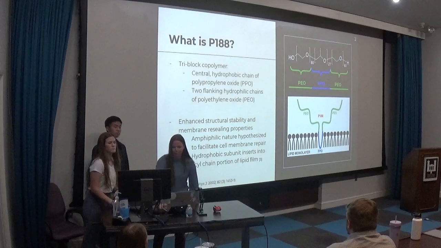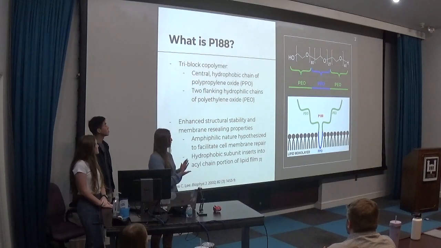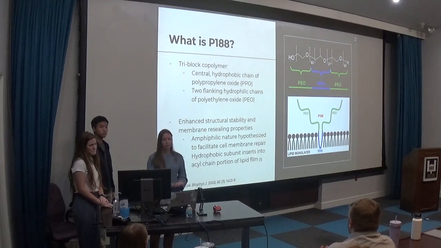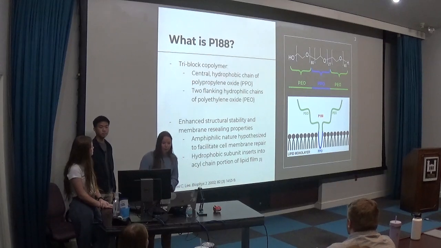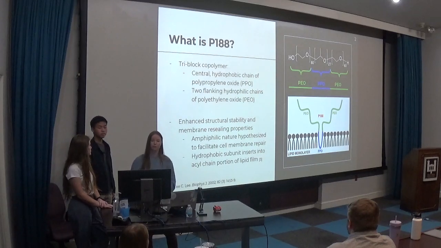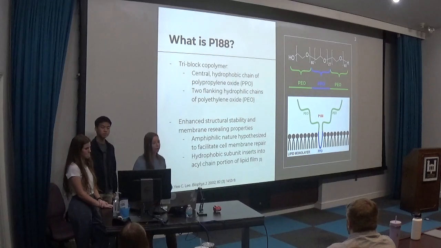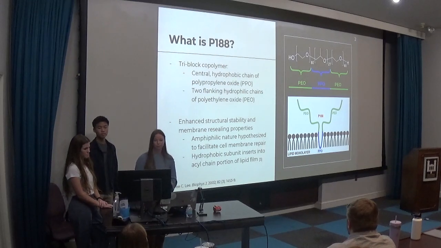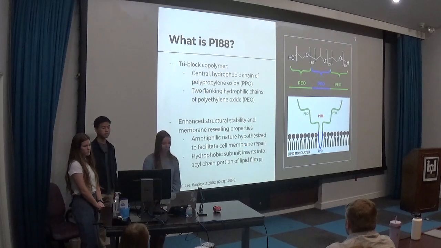Our group is mainly focused on the cell membrane degradation of molecules that is caused by cancer radiation. So you may be wondering why we're modifying P188. Well, P188 is a poloxamer. It's actually a triblock copolymer, as you can see above, composed of a central 27-unit hydrophobic chain, which is flanked by two 80-unit hydrophilic chains. The hydrophobic chain is polypropylene oxide. The hydrophilic chains are polyethylene oxide.